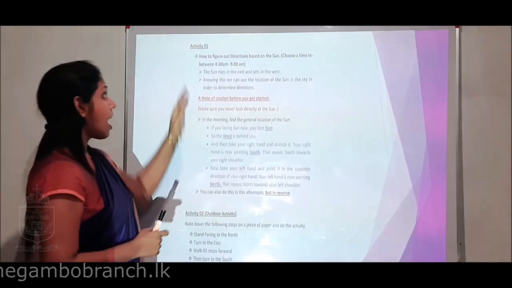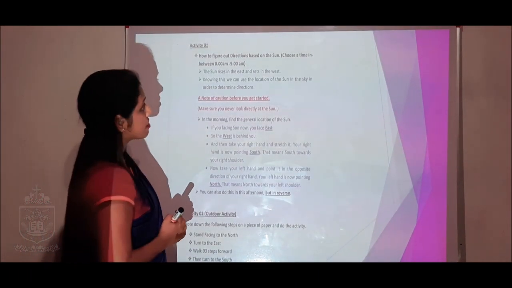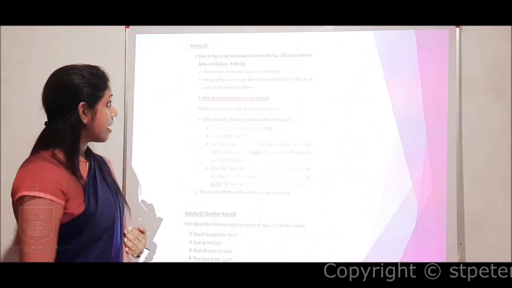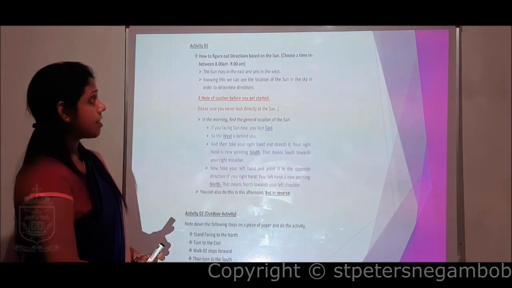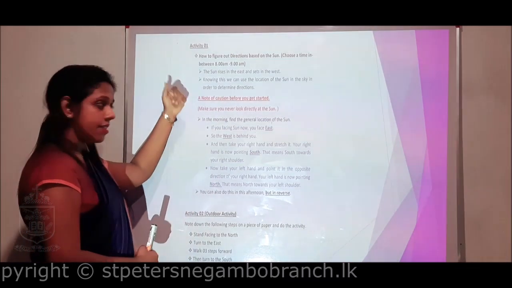Okay children, activity number 1: how to figure out direction based on the sun. Choose a time between 8 a.m. to 9 a.m. The sun rises in the east and sets in the west. So we discussed this earlier.